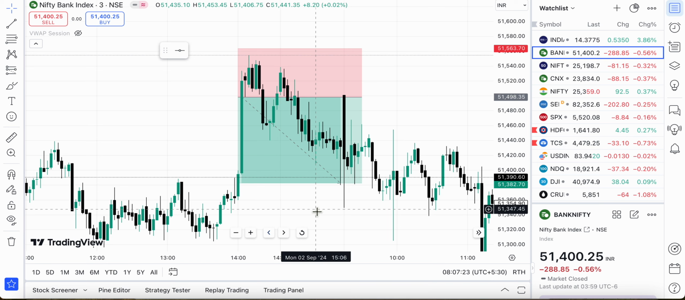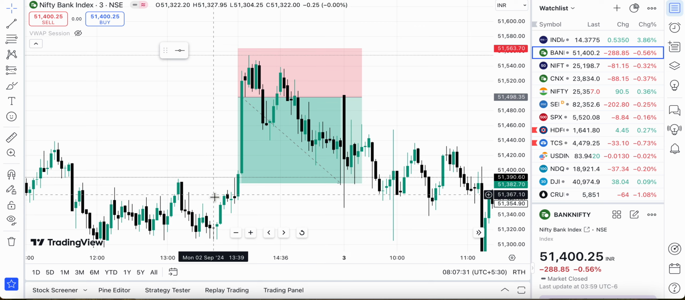Friends, today we are going to see how to use Python for price action trading. Let's take one small example before we jump into the Python code.